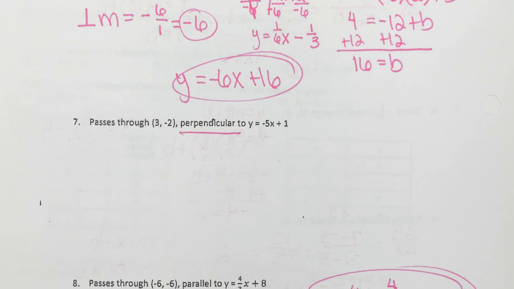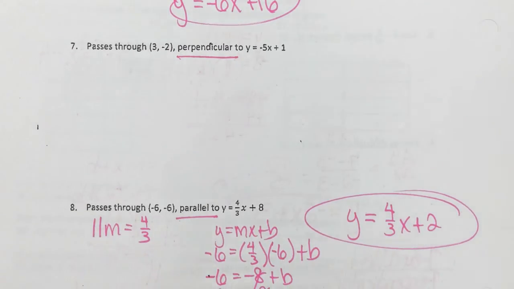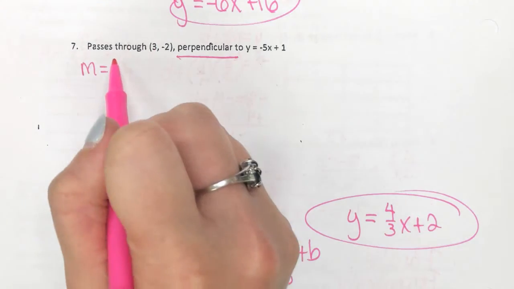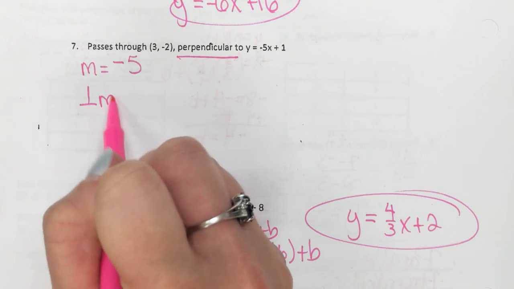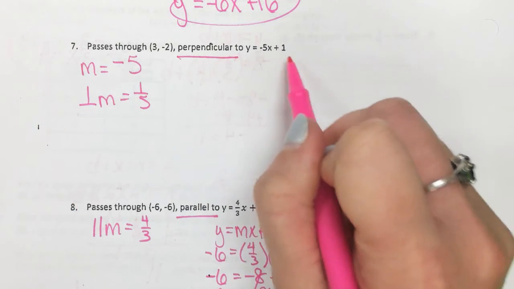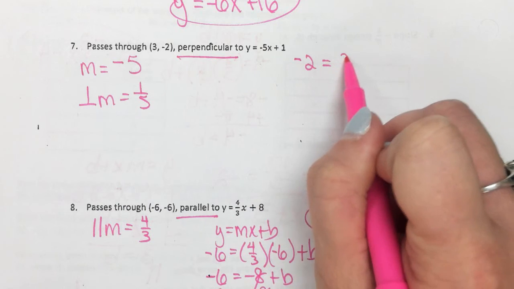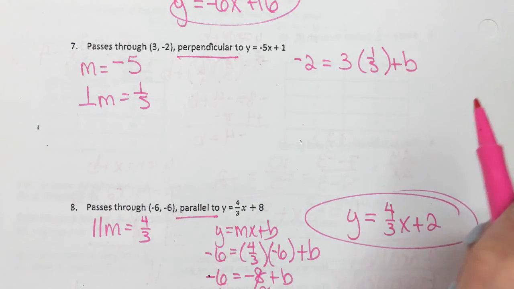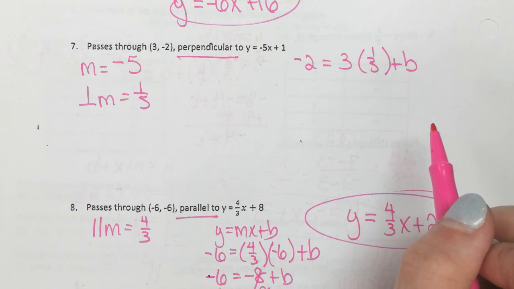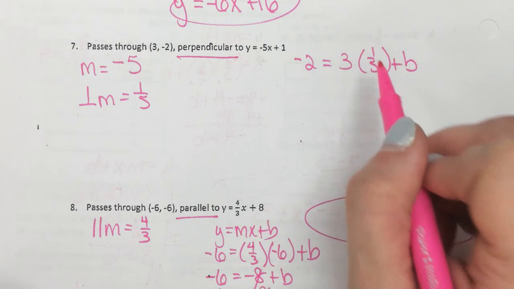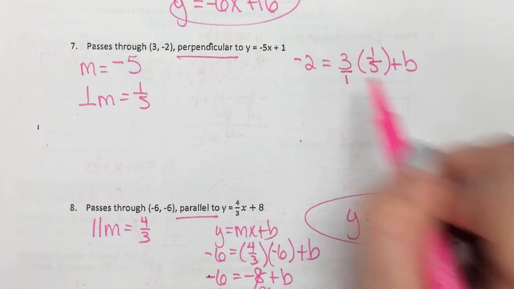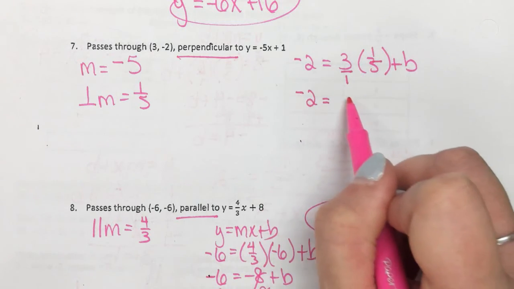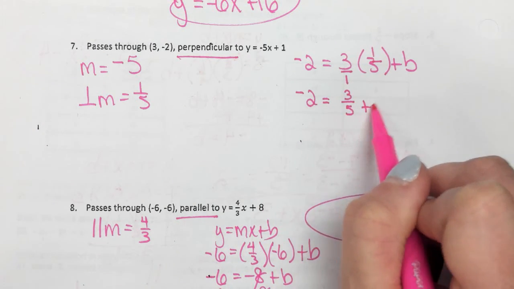Alright guys, let's go over this real quick. So what'd you get as your slope? Slope to begin with. -5. There you go. What's your perpendicular slope? There you go. Alright, so let's see. You got -2 equals 3 times 1 over 5, right? Did y'all get that? Put that over 1. And that's just 3 over 5.